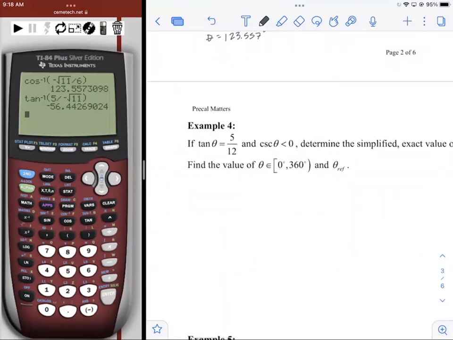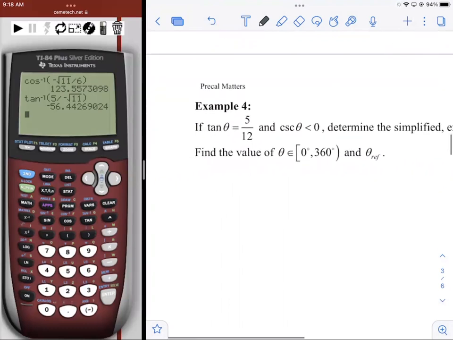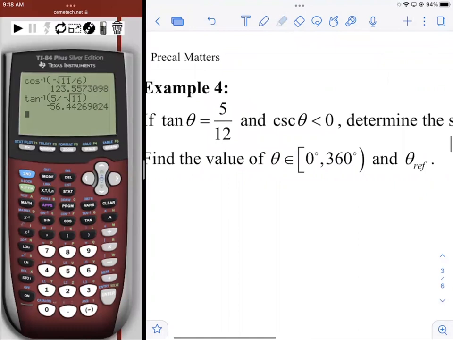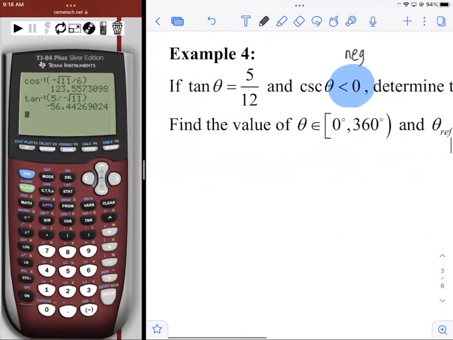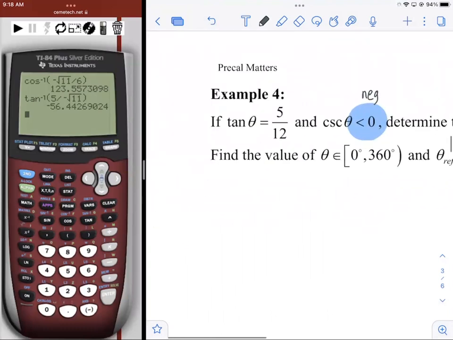Example 4. If tangent of theta is 5/12 and cosecant of the same angle theta is less than 0, what does that mean? Negative. Determine the simplified exact value of the other 5. So everything is the same after that. Okay. Esoteric. Here we go.